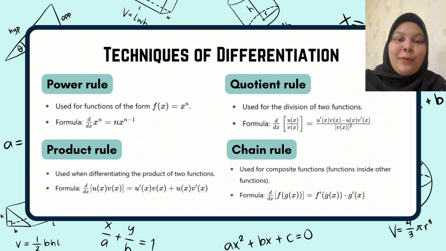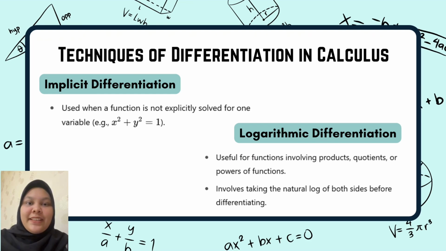Third, product rule. It is used when differentiating a product of 2 functions. So, if the equation has 2 functions, we have to use product rule, which is u prime v plus uv prime. And fourth is chain rule. Chain rule is used for composite functions. Next, we have implicit differentiation. It is used when a function is not explicitly solved for one variable.